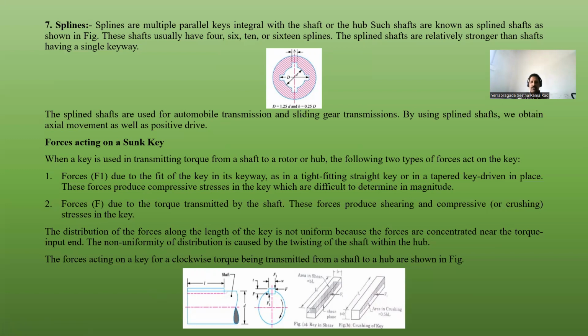And the non-uniformity of the distribution is caused by the twisting of the shaft within the hub here, and the forces acting on the key for a clockwise torque being transmitted from shaft to the hub are as shown in the figure. The key is in shear. Just observe the shear plane: the length of the key and the width of the key come into the picture. Coming to the crushing of the key, the thickness of the key plays a vital role in the area in crushing of the key here.